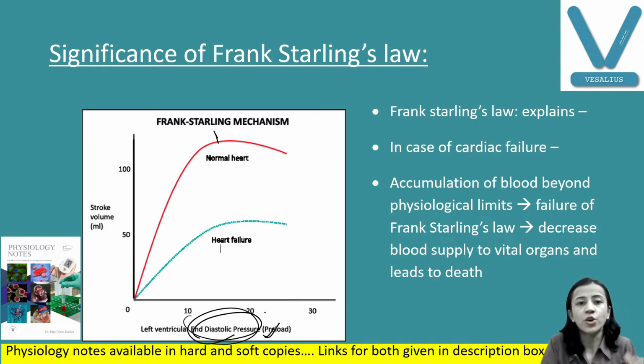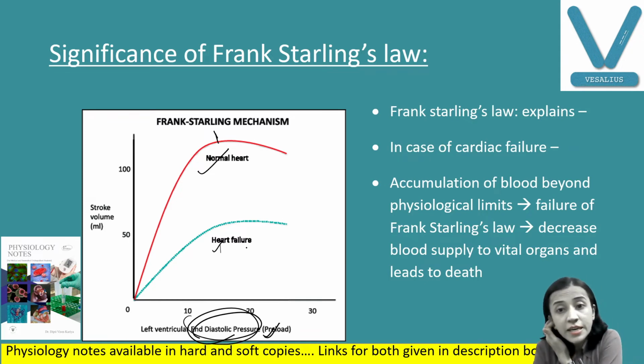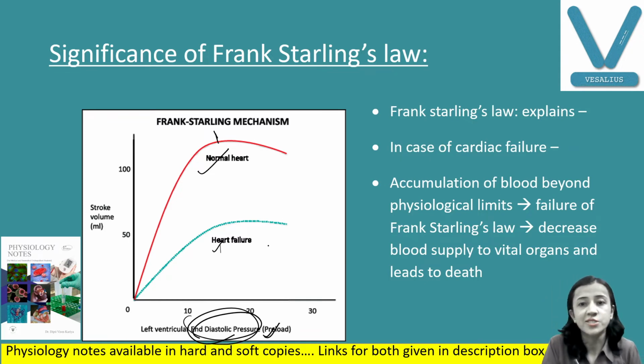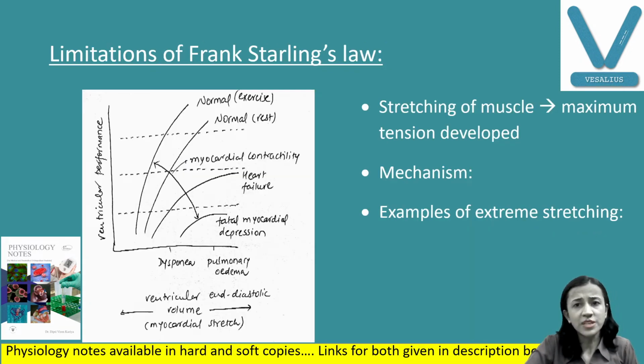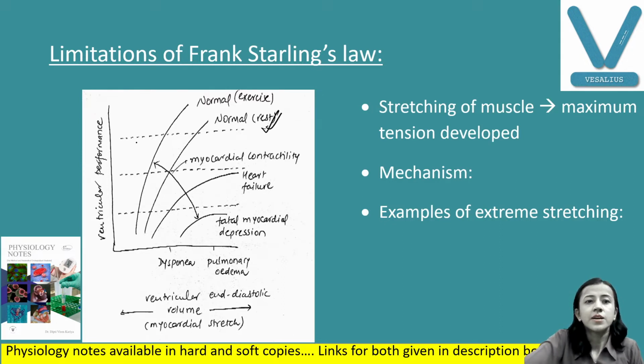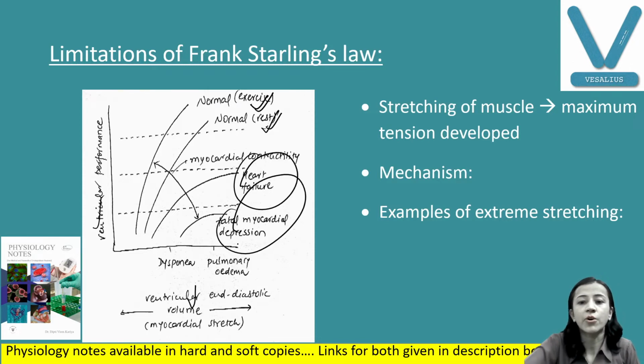End diastolic volume means the volume of blood that is present in the heart at the end of diastole, but this is for a normal heart. In case of heart failure, if we are trying to explain the Frank Starling law, that is not applicable, because in heart failure the heart cannot contract to eject the normal amount of blood. So that is the limitation of Frank Starling. You can see here, this is normal at rest, normal during exercise. Again you can see that end diastolic volume increases, force of contraction increases, but this is not true for heart failure, not true for myocardial depression.